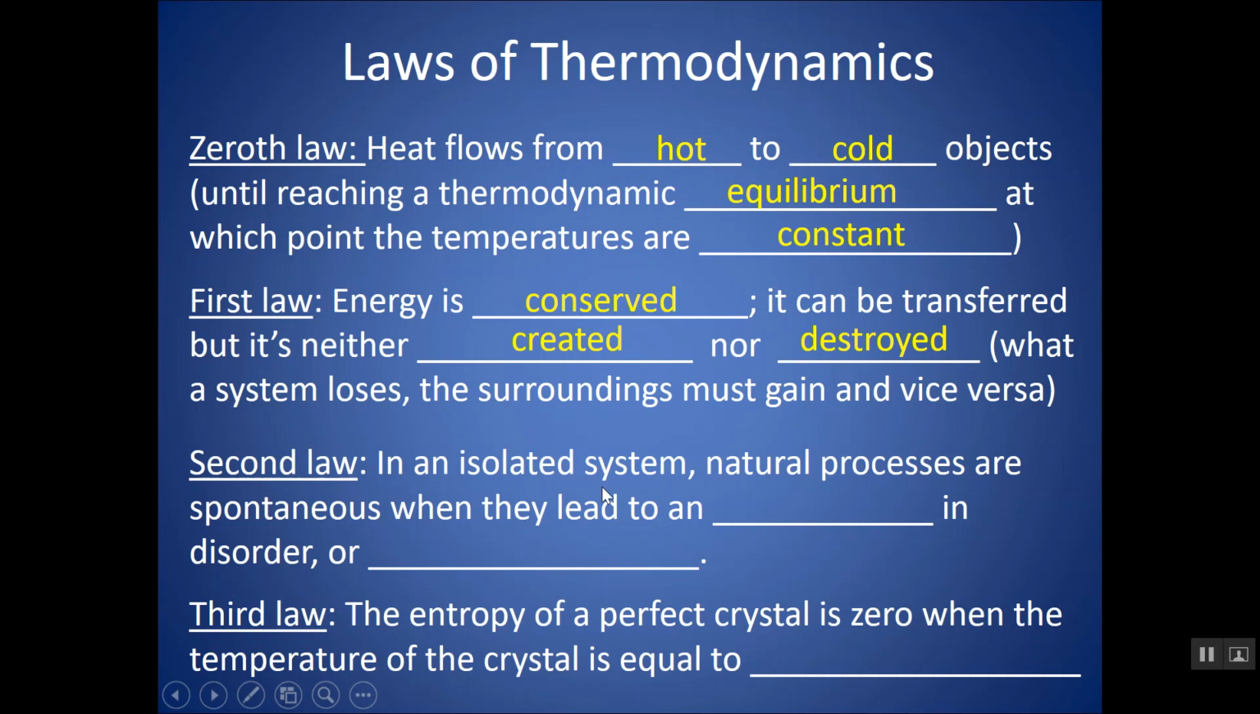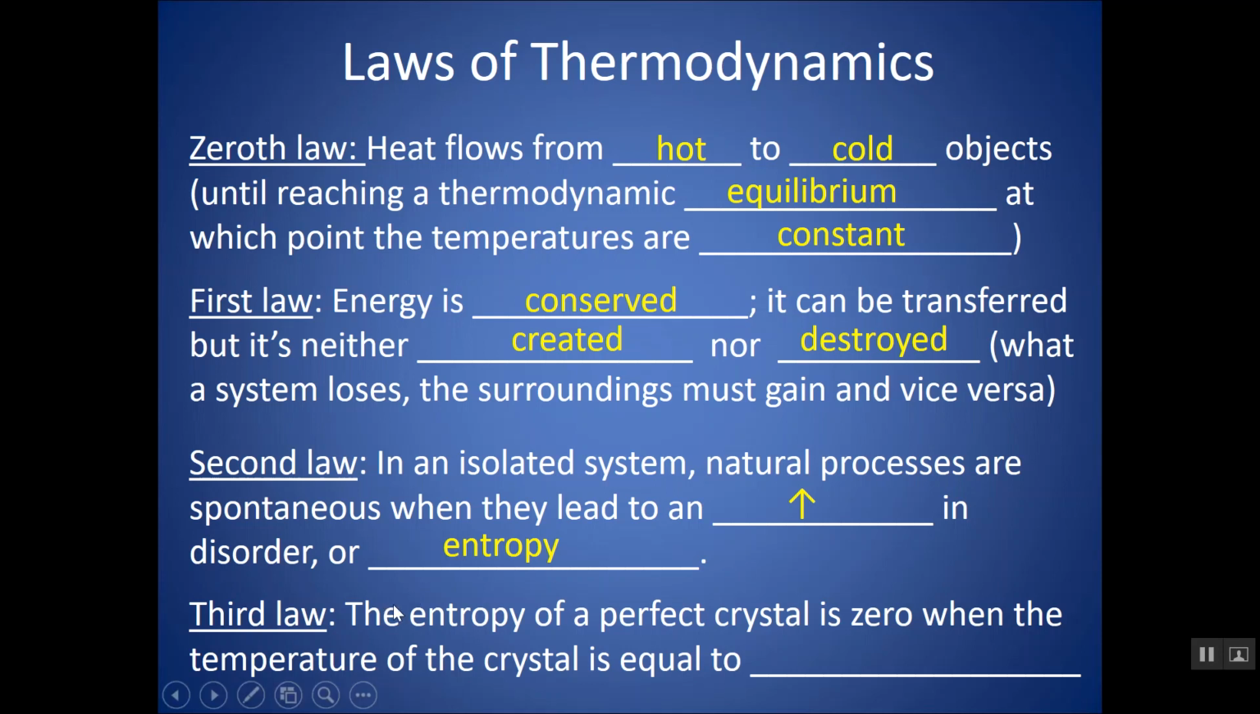The second law is that in an isolated system, processes are going to be spontaneous, meaning they occur without outside intervention. But processes will occur naturally and spontaneously if they lead to an increase in disorder, which is called entropy. And that's something we're going to start taking a look at in Chapter 17.